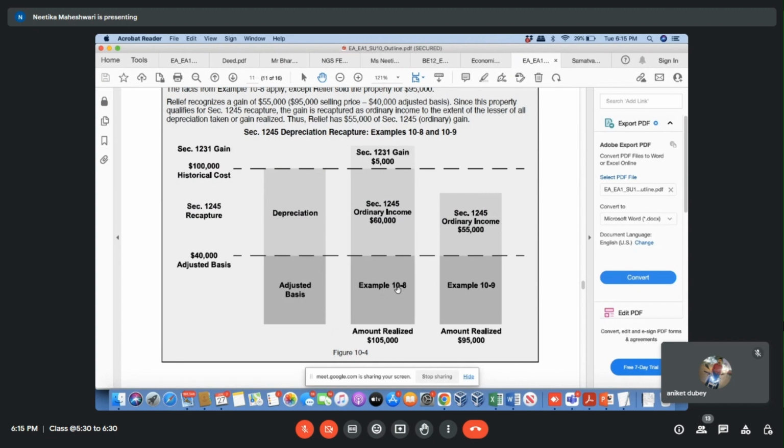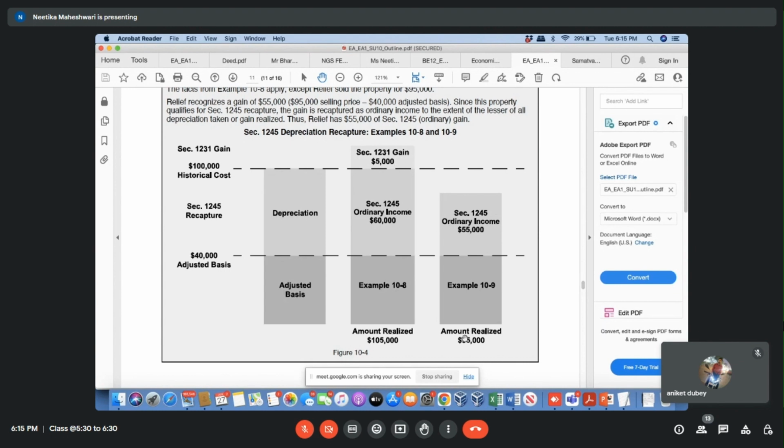Now in example 10.8, we said amount realized is 105,000. How much is the basis? 40,000. How much was the depreciation taken? 60,000. 40 plus 60 is 100,000. But the amount realized is 105. So we have a gain of 5,000 here.